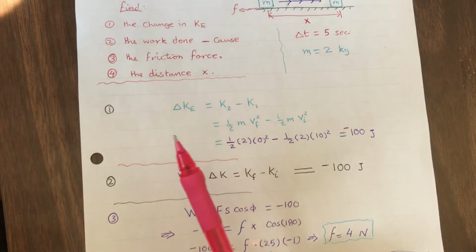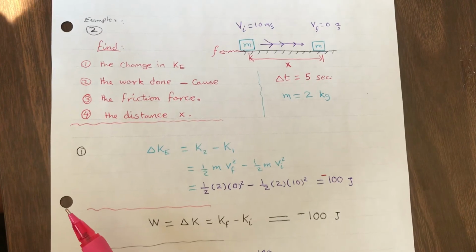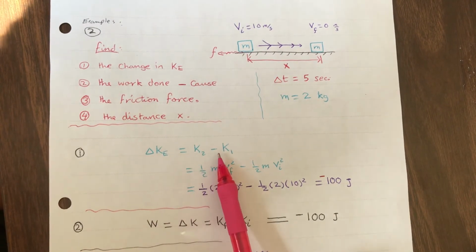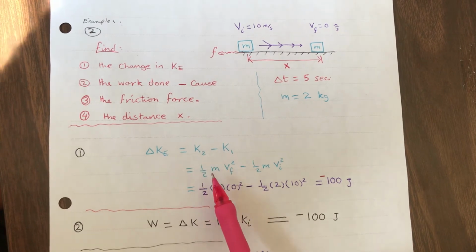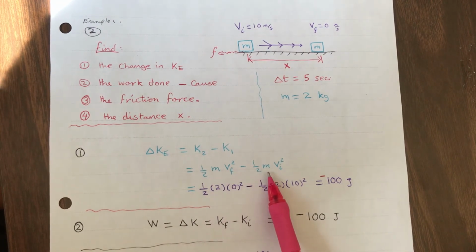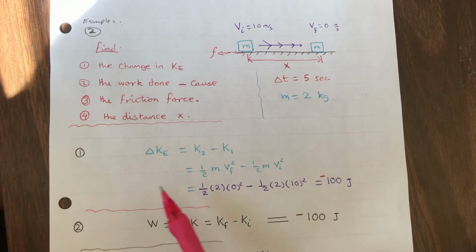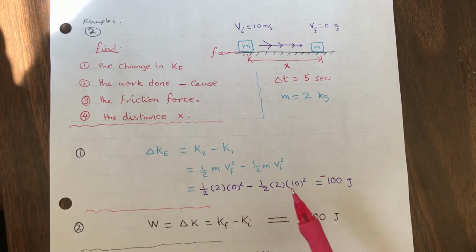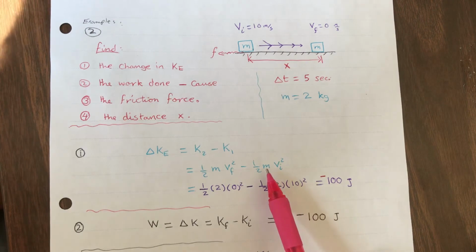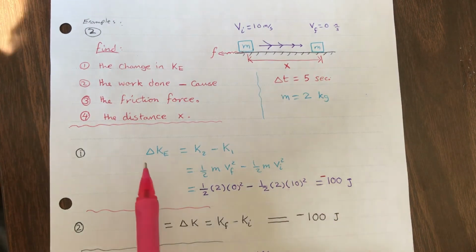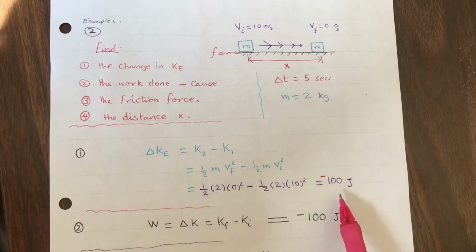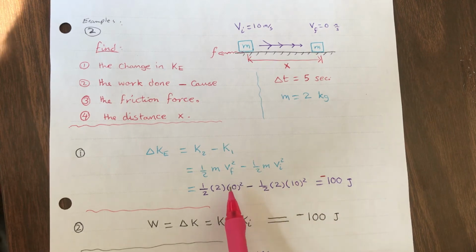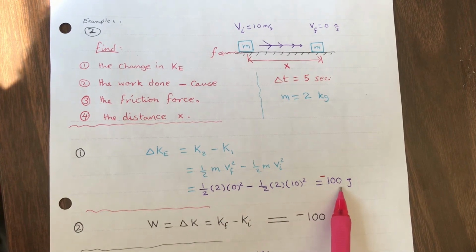The change in kinetic energy, it's simple. It is the final kinetic energy minus the initial kinetic energy. The final kinetic energy is half m v final squared minus half m v initial squared. The final velocity is equal to 0. Then this term is equal to 0. The kinetic energy before, m is known, v is known. Then the change of the kinetic energy is negative 100 joules. The kinetic energy initially is 100. Finally it is 0. 0 minus 100 is minus 100.